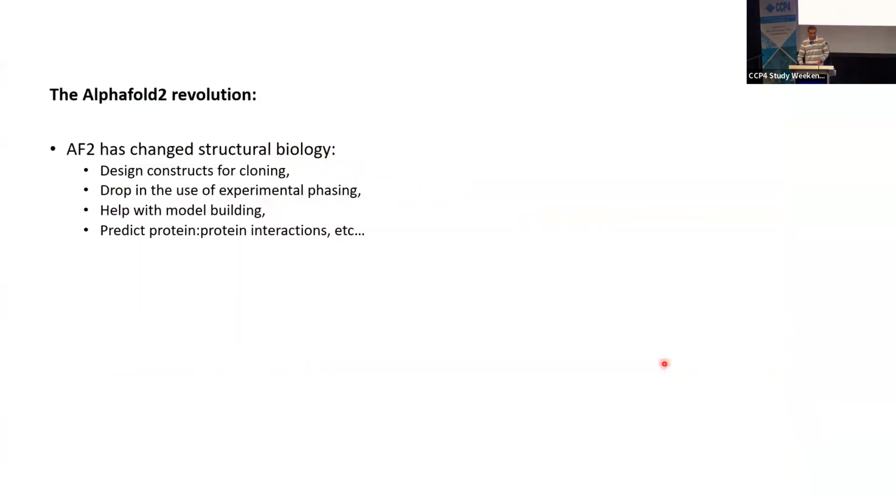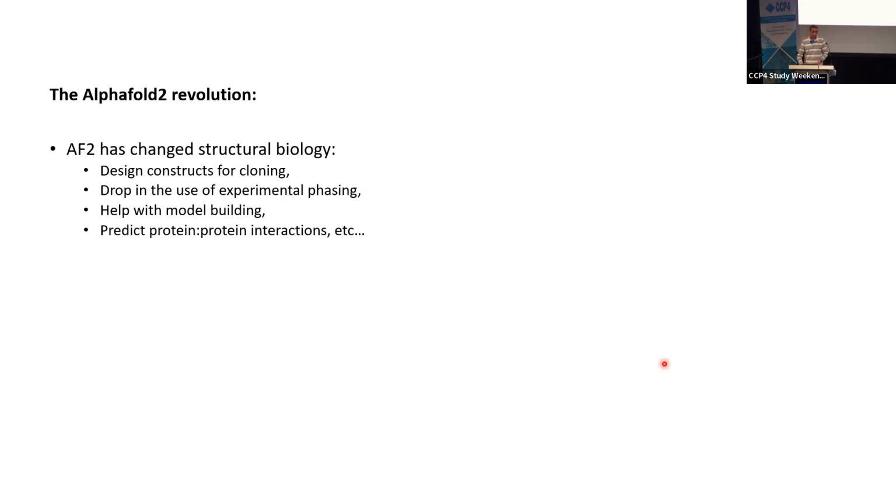To follow up on Dorothy's talk, we had two evolutions in structural biology: cryo-EM about 10 years ago, and now the AlphaFold 2 or RoseTTAFold revolution. It has changed the way we work, even just from designing your construct for cloning. I come from a beamline where we used to do a lot of experimental phasing, and clearly this has dropped a lot. AlphaFold can also help you to build your model or predict protein-protein interaction.